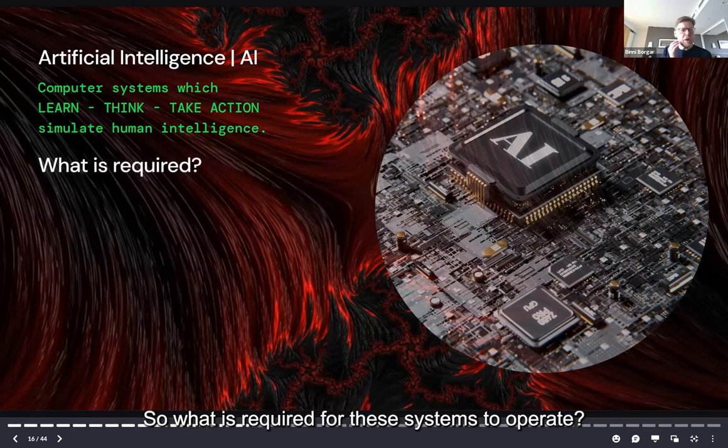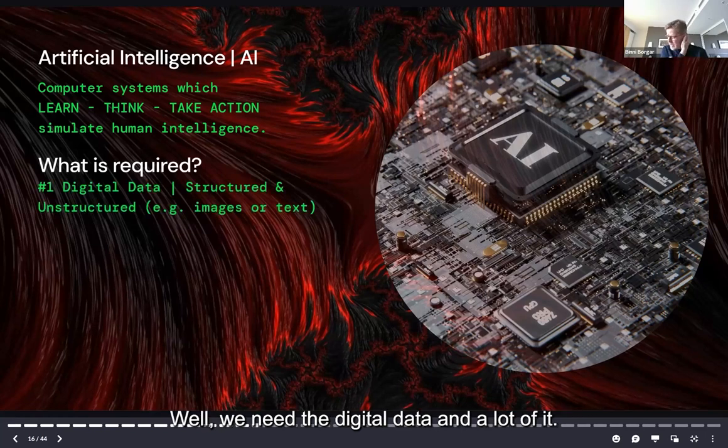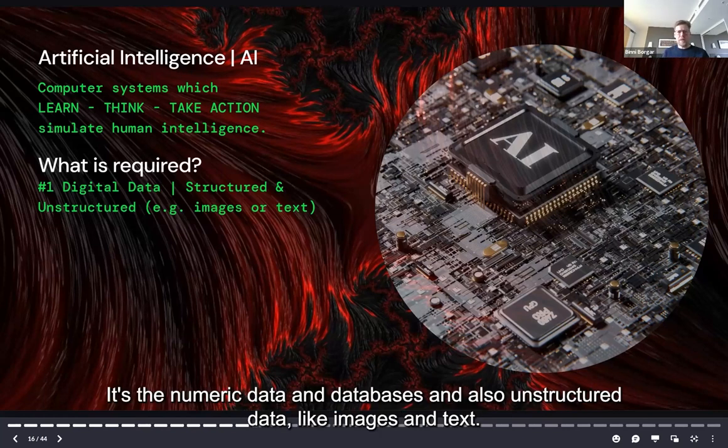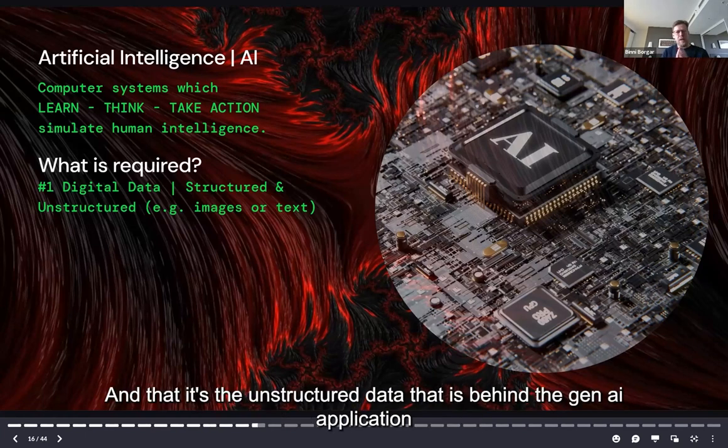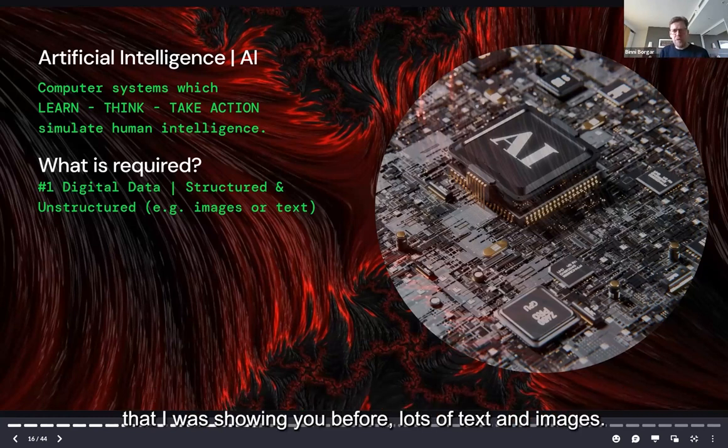So what is required for these systems to operate? Well, we need digital data, and a lot of it. We use structured data. That is the data that we know quite well. It's the numeric data in databases, and also unstructured data like images and text. And there is a lot of that online, of course. And it's the unstructured data that is behind the Gen AI applications that I was showing you before. Loads of text and images.